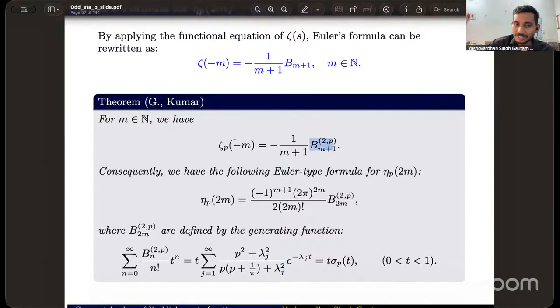And if you apply the functional equation in the same relation, we'll have this eta P of 2m is equal to 1 minus 1 to the power this with the Bernoulli numbers. How are we defining these Bernoulli numbers? These Bernoulli numbers are defined as an infinite sum of this, that is T of sigma Pt. Sigma Pt is an infinite sum involving exponential, minus exponential functions. Okay, so we have an analog for eta P of 2m.